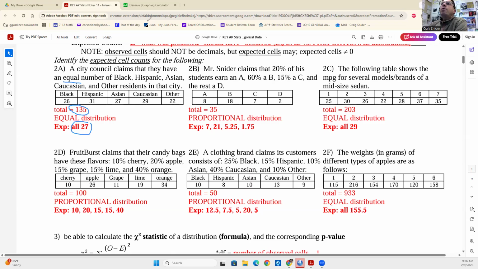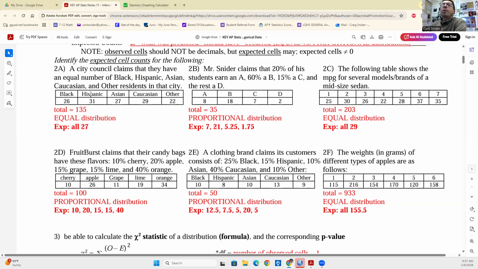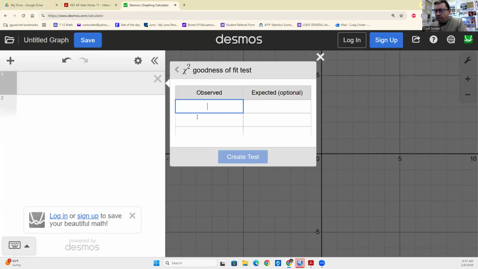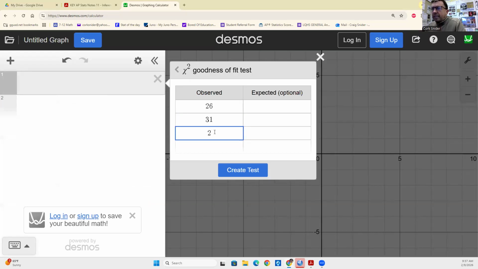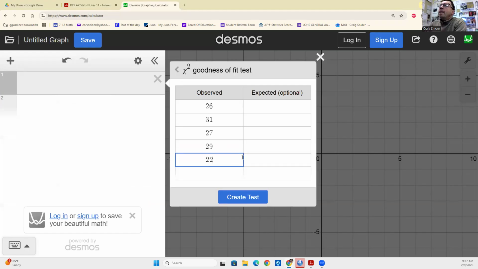Okay. Now, if you go to Desmos, I got to remember these numbers here. If you go to Desmos and I do a goodness of fit test, now it'll make the column this way. I need these numbers: 26, 31, 27, 29, 22. Now, you don't have to put, I could put the expected in here, 27.